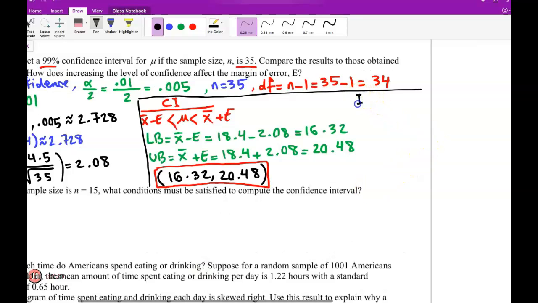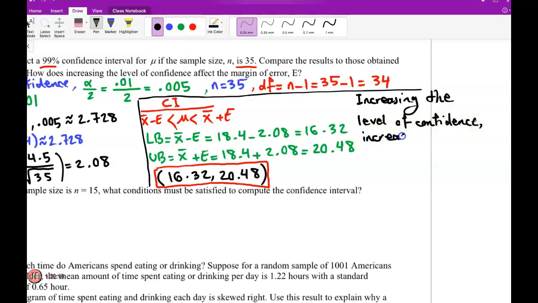So increasing the level of confidence increases margin of error.